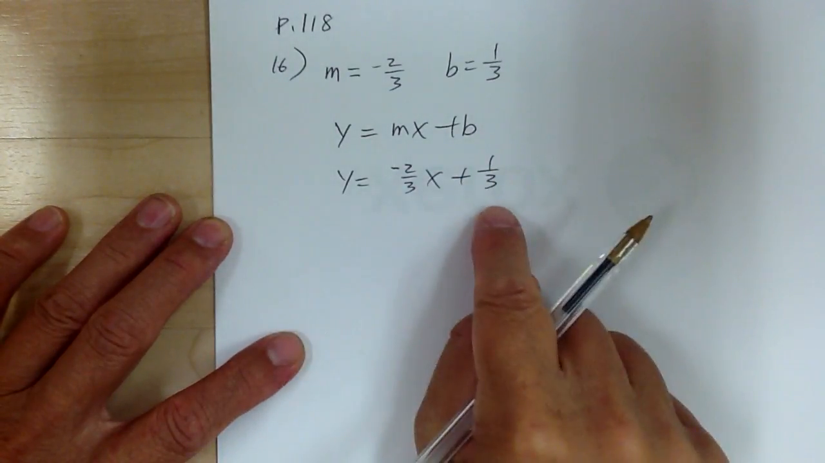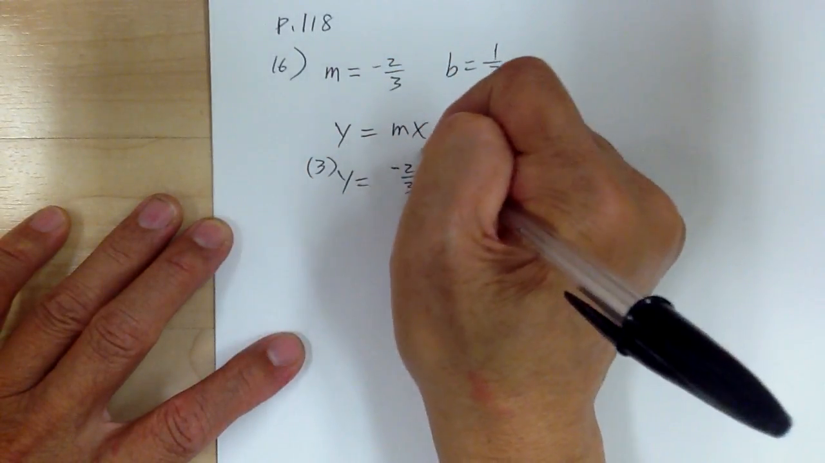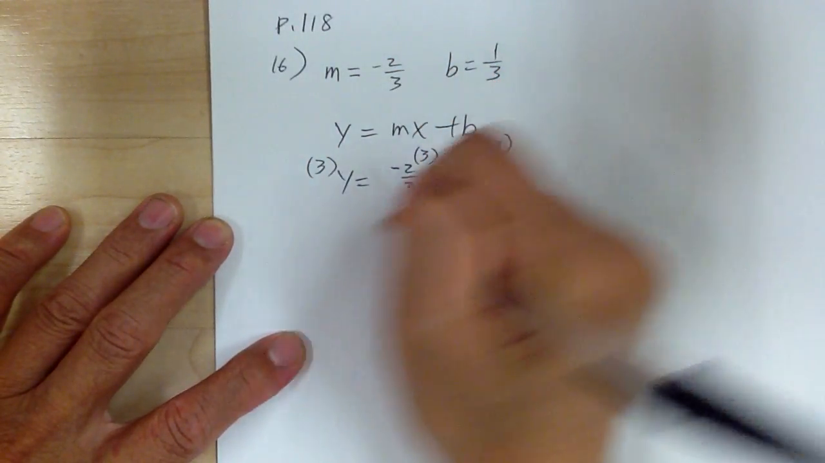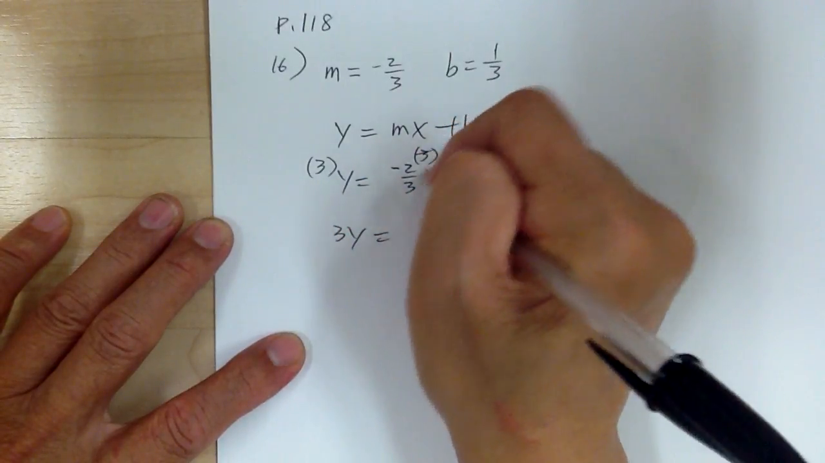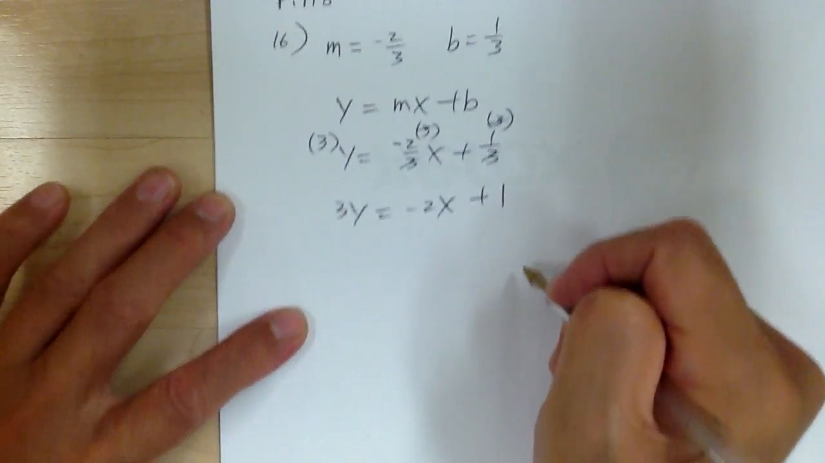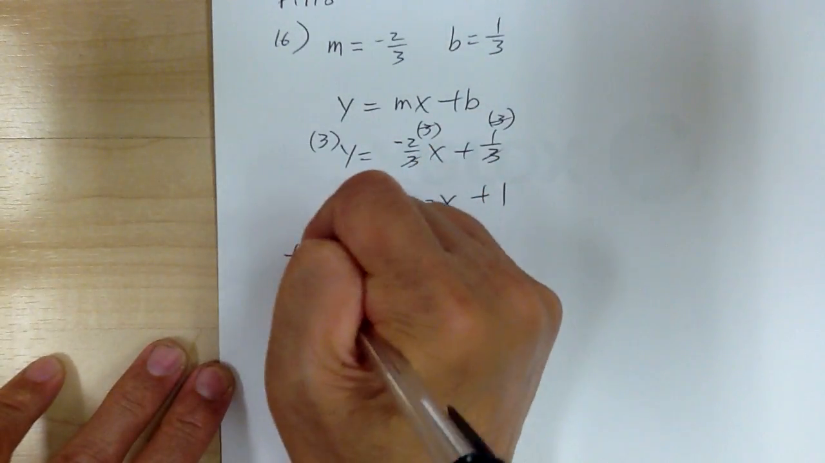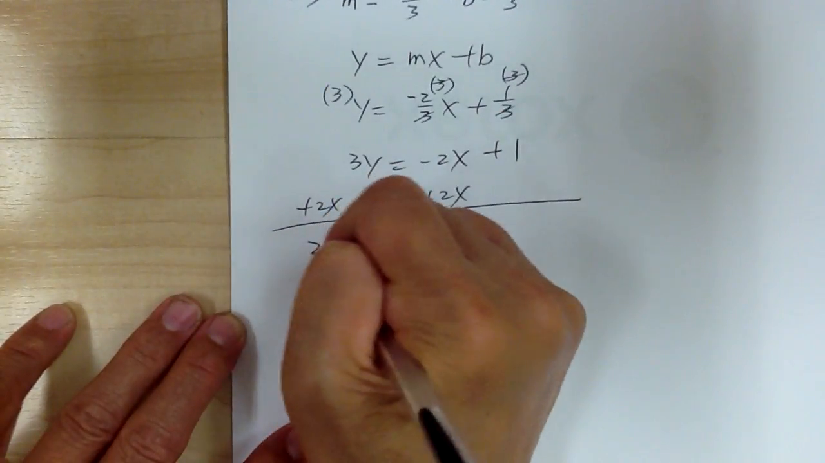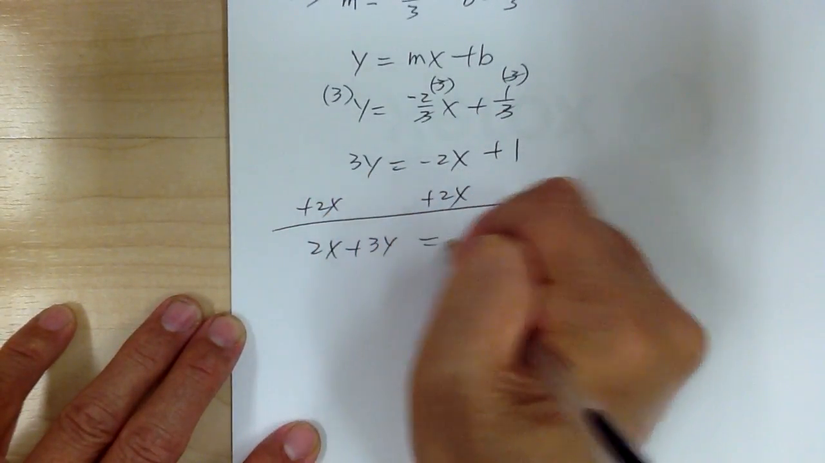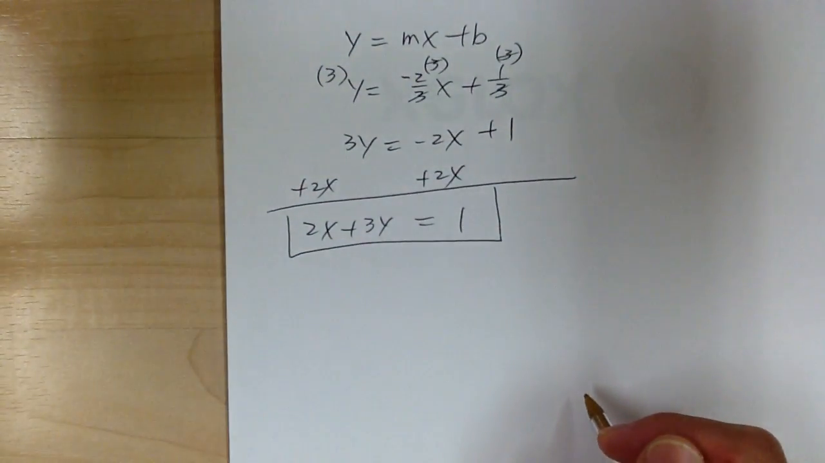Then to put it in standard form, first I need to get rid of the fraction, so multiply everything by 3. So I get 3y equal to, this cancels out, so you get negative 2x, this cancels out, becomes plus 1. And I have to move the x to this side, so plus 2x, plus 2x. So I get 2x plus 3y equal to 1, and that's it.